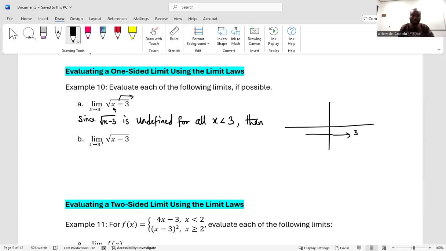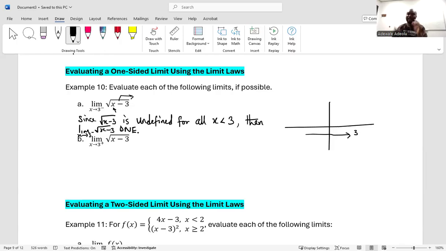Okay, it only means one thing that's implied. Then the limit as x goes to 3 from the left of square root of x minus 3 does not exist. That is what it means.